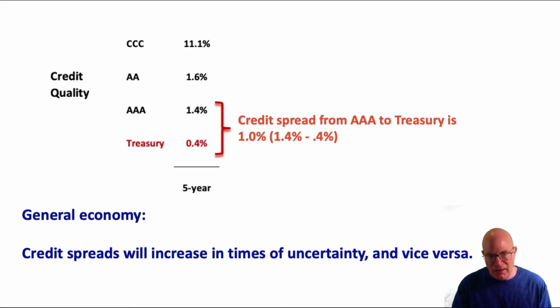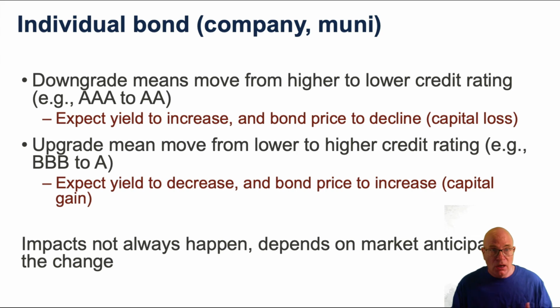In the general economy, those credit spreads will increase in times of uncertainty. If we see a recession or concerns about recession, those credit spreads will get wider. So there's a general economic impact of AAA and Treasury spreads changing. There's also an individual company impact.